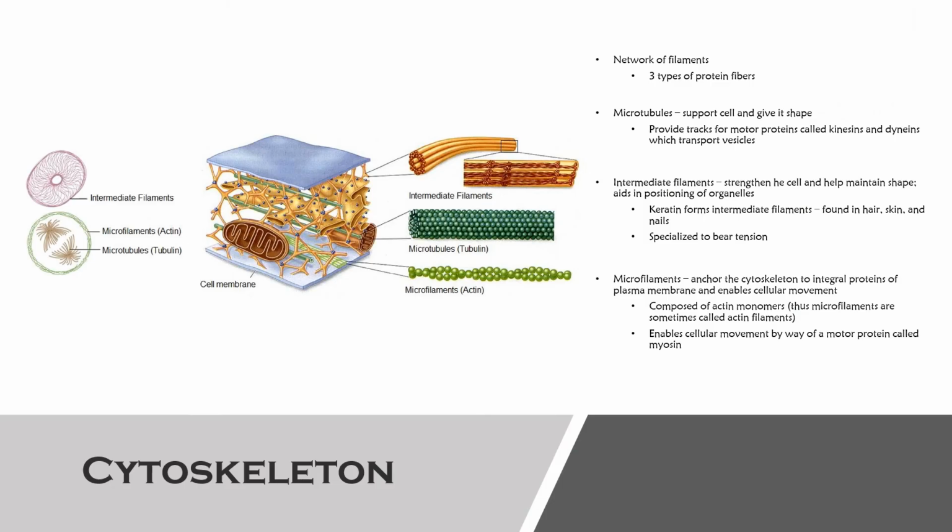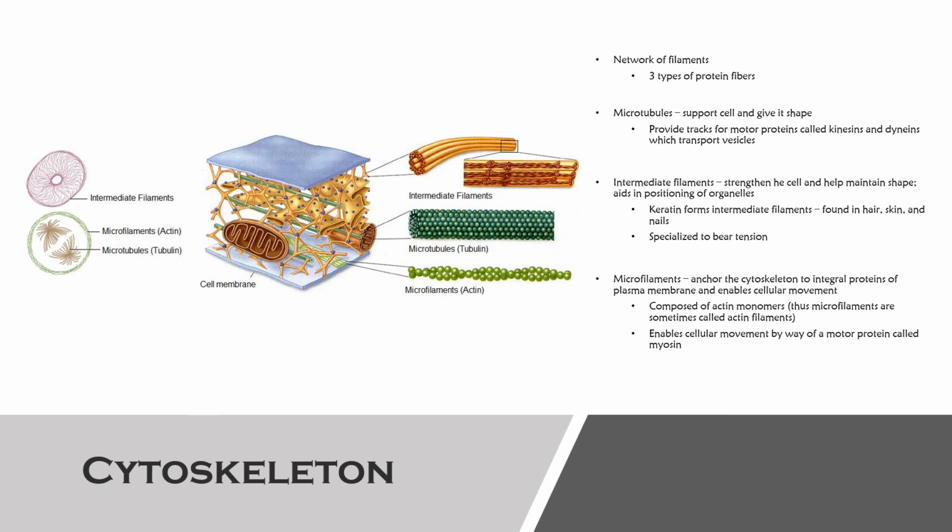Alright, and last but not least, the cytoskeleton. The cytoskeleton is just a network of filaments. There are about 3 types of protein fibers that make up the cytoskeleton. There are microtubules that support the cell and give it its shape. The microtubules provide tracks for motor proteins called kinesins and dyneins, which transport vesicles.